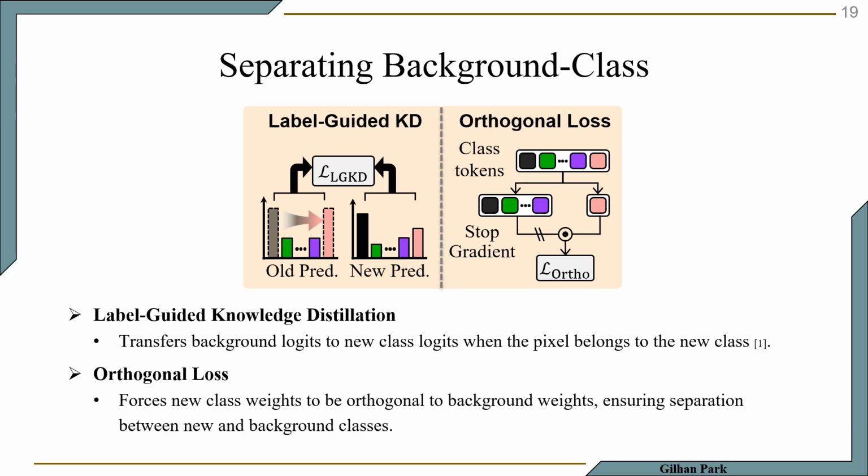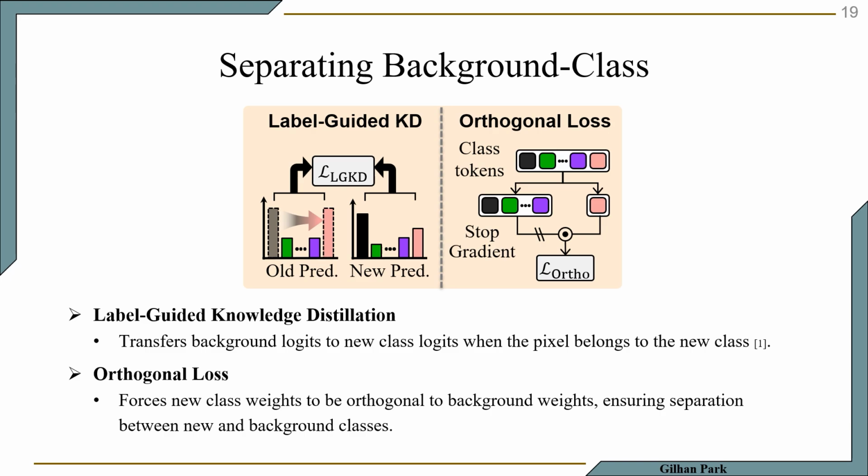By distilling the refined logits from the old model, these techniques help the new model understand where the boundary lies between new objects and the background, which is crucial in preventing the misclassification of new objects as background. But that alone is not enough to fully solve the issue. That's where orthogonal loss comes in.